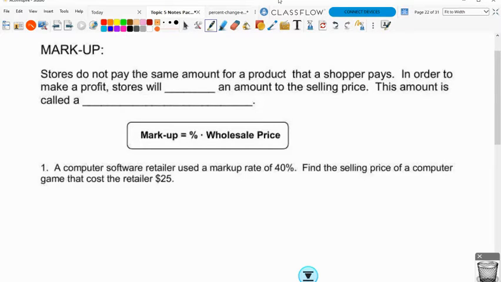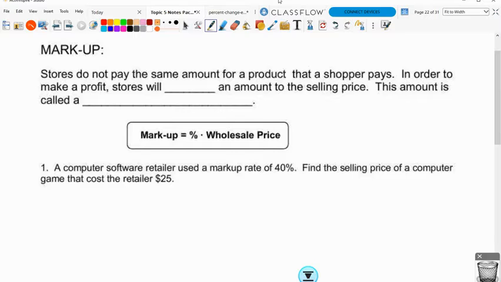In our last lesson, we looked at percent money problems that involve discounts, taxes, and tips. And in our lesson today, we're going to look at two more percent money areas. And the first is going to be called a markup. And we've talked about markups in class before.